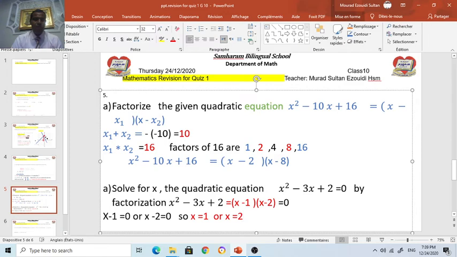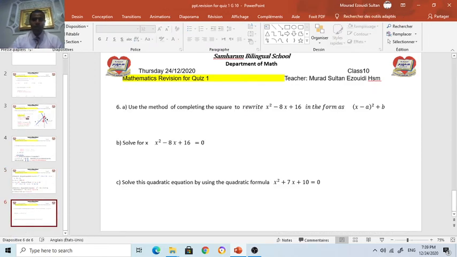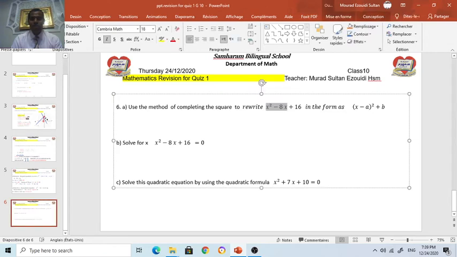Now we move to the second part. So now my future mathematicians are going to deal with this kind of question. Use the method of completing the square to write x squared minus 8x plus 16 in the form x minus a all squared plus b. Here you just apply the method of completing the square, my learners. I will make a copy here, then I will start answering the question.